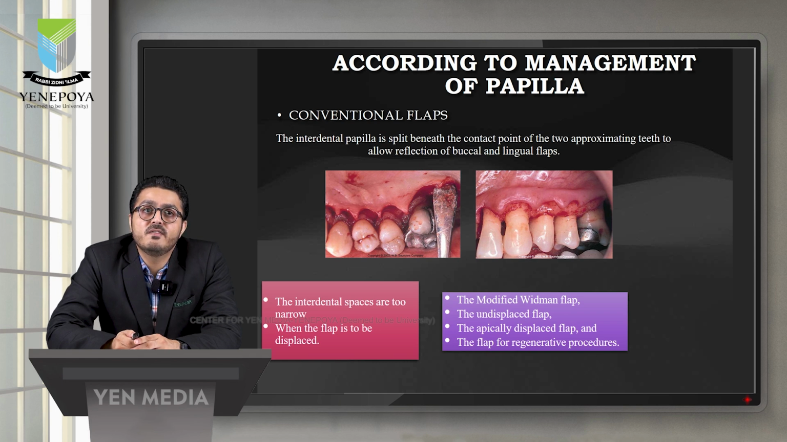So we have a conventional flap. Here the interdental papilla is split beneath the contact point of the two approximating teeth to allow the reflection of buccal and lingual flap. As the surgical images show, the papilla is split between two teeth so that we have two separate papillae, one on the buccal side and one on the lingual side. Where the interdental spaces are too narrow is where this kind of procedure is indicated, or where the flap is to be displaced. The modified Widman flap and the undisplaced flap are some examples of this kind of flap procedure.